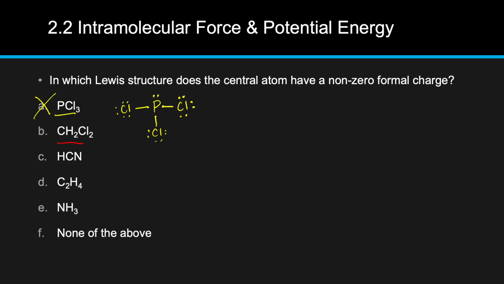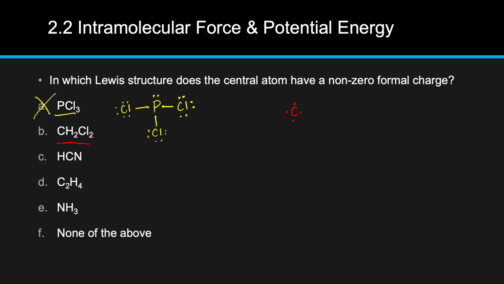Then moving on to B, whenever you see carbon, since it wants 4 bonds, it's most likely going to be in the middle of the molecule. So I'm always going to start with carbon. And again, it wants 4 bonds. So I'm going to go ahead and put those 4 valence electrons there.